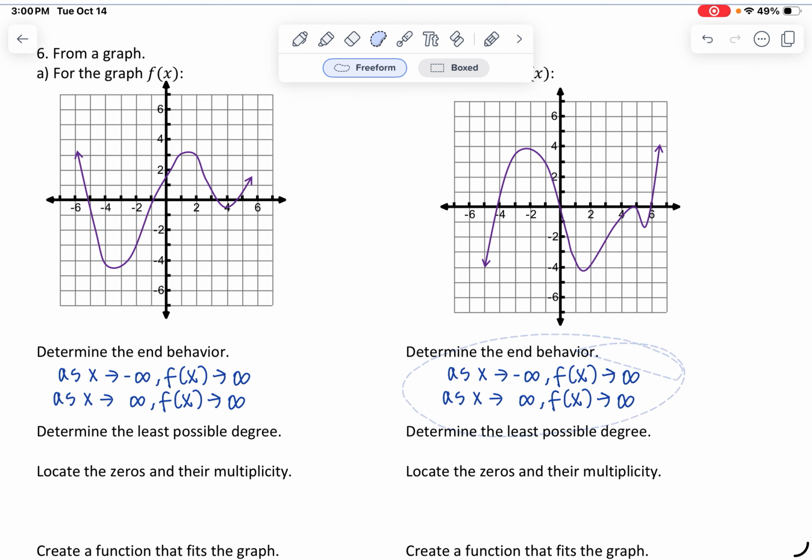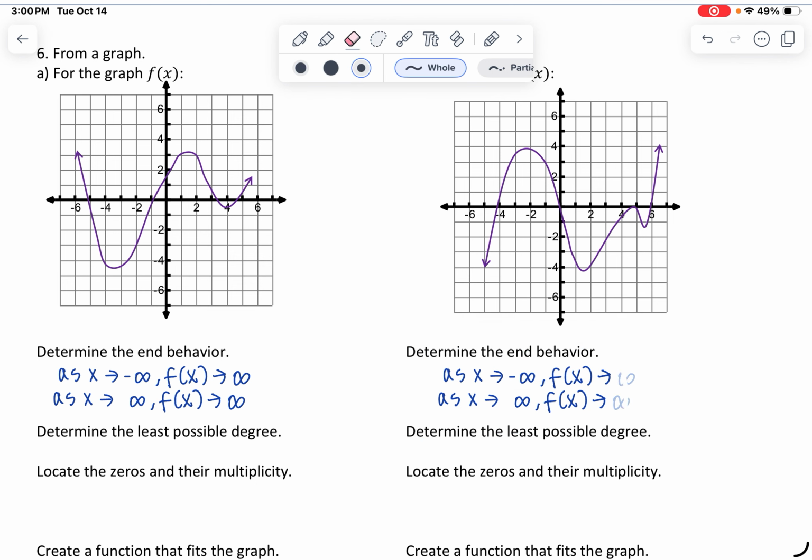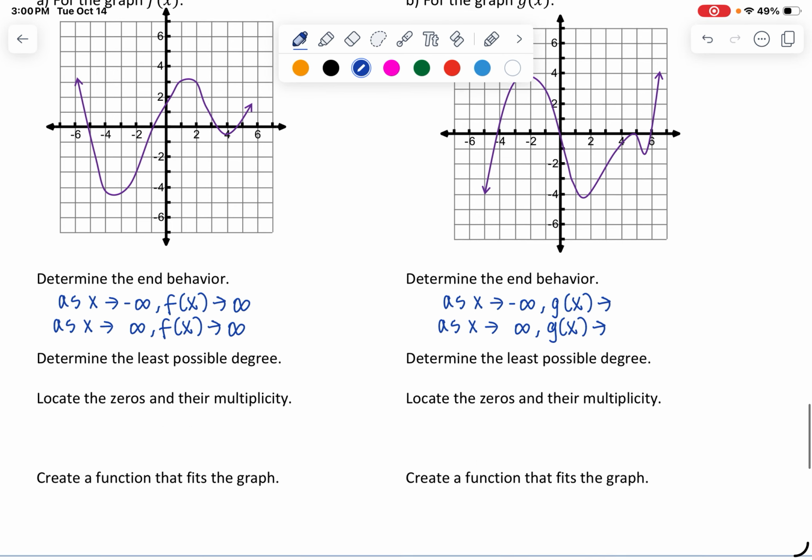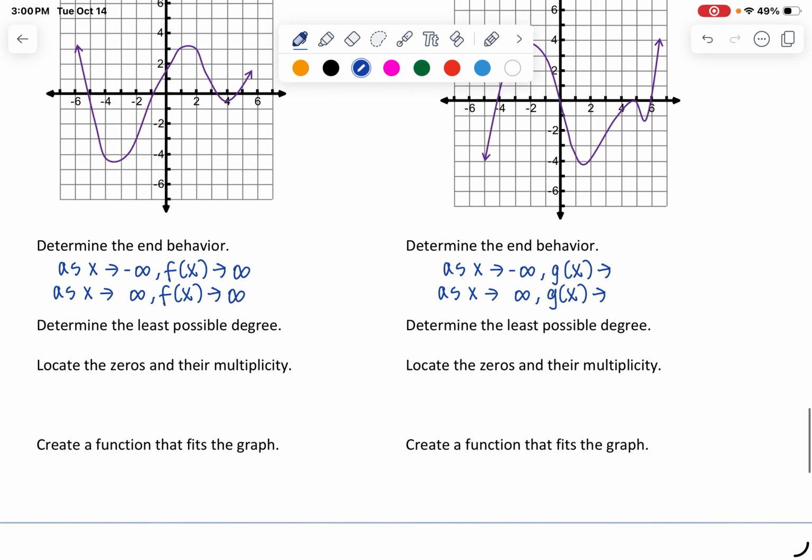I'll copy and paste this, and then I'll erase these for the future. And that's called g of x. Okay. All right, determine the least possible degree.